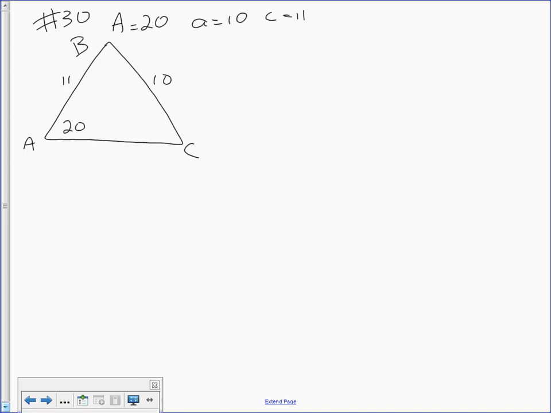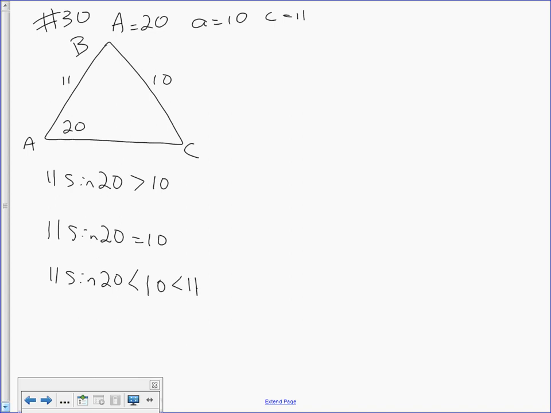In this case, the angle is A, the side across it is little a, and the other given side is the side C. So you go through those 4 possibilities and check what's going to happen. Well, is 11 sine of 20 greater than 10? Is 11 sine of 20 equal to 10? Is 11 sine of 20 smaller than 10 but smaller than 11? And then is 10 bigger than 11? So you're checking those 4 scenarios out, to see which one works.